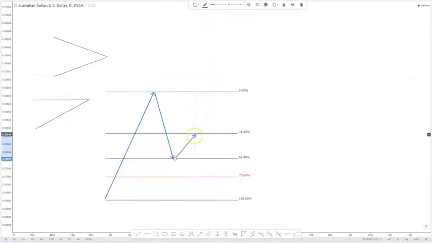what tends to happen, depending on the session and all that, right? What tends to happen is that price is going to consolidate around here. Okay, so price will consolidate around here. All right, and it'll make this type of formation.